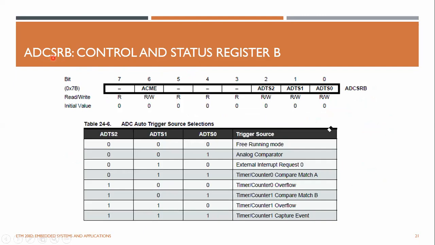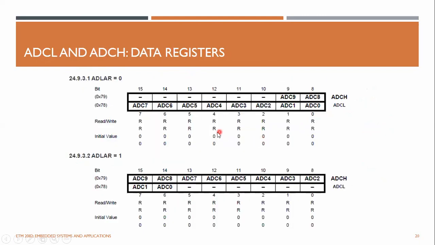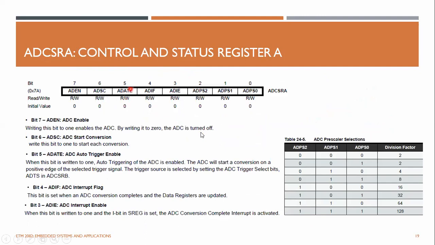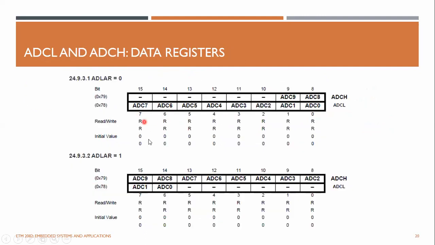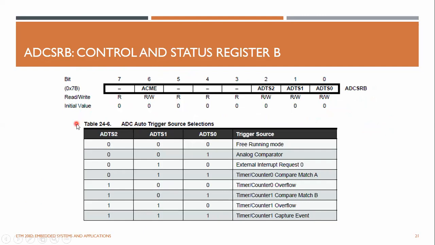Right. So ADCSRB is to select the auto trigger mode. By default it is free running mode, right? So when you select this bit ATE, you are free running. So every time the ADC completes a conversion and starts the next conversion, it keeps repeating.